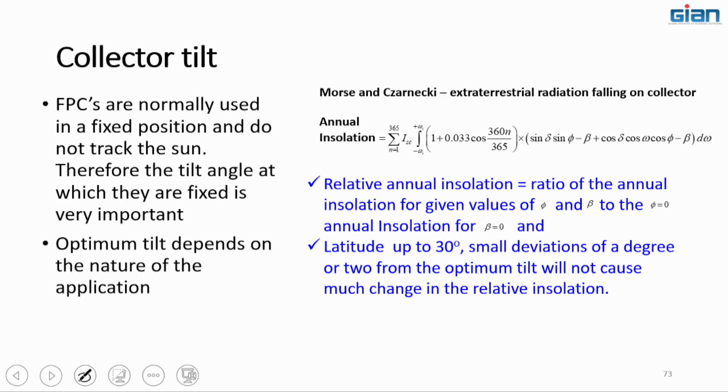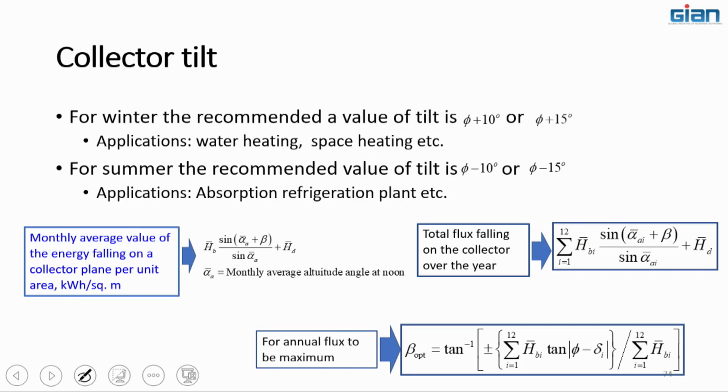So, this relative annual insolation is the ratio of the annual insolation for given values of phi and beta. Phi is longitude, sorry, latitude of the place, and beta is the tilt, and if it is 0 for both cases, then what could be the relative index? Okay. For winter, the recommended value of tilt is phi plus 10. Phi is, so you know how to define latitude.